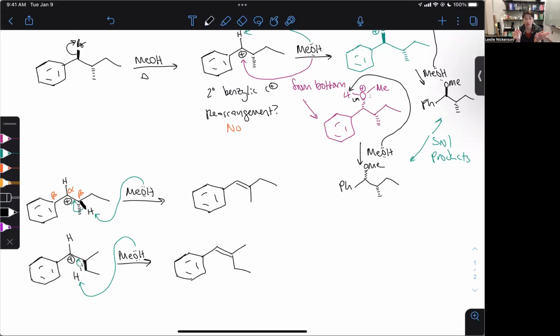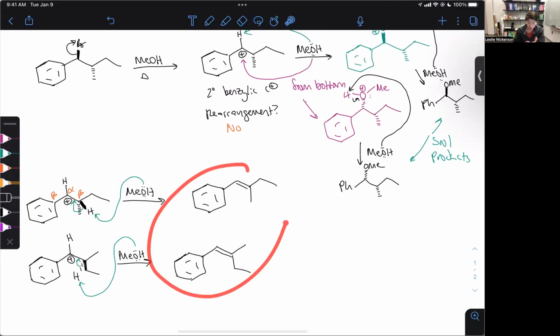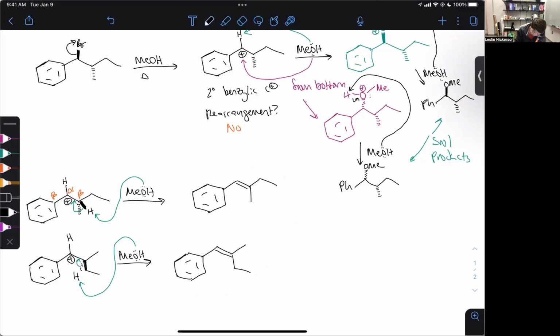There is a lot less selectivity in SN1 and E1 because there are no stereochemistry requirements here. So originally, if we were doing this in an E2 reaction, we would have only had 1 alkene. But now we've got 2 alkenes just from the 1 proton, okay? So these are the E1 products.